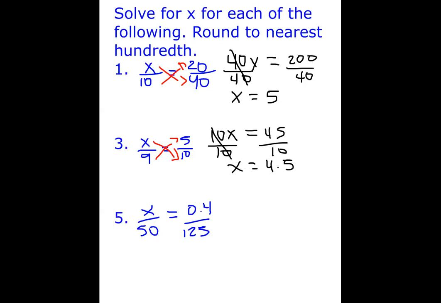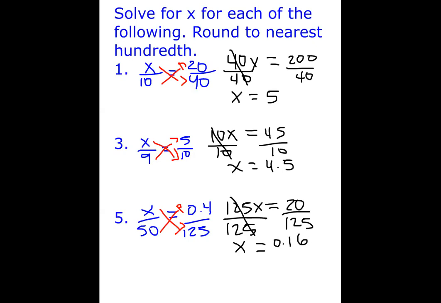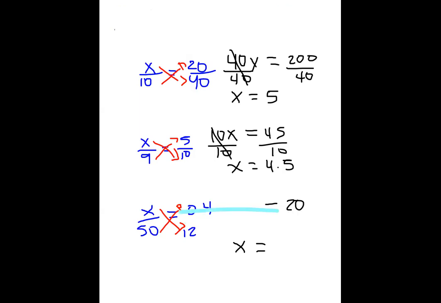Number 5, x over 50 equals 0.4 over 125. So again, cross multiply. So x times 125 is 125x, is equal to 0.4 times 50, 20. Leave x by itself, so we're going to divide both sides by 125. X is equal to 0.16.